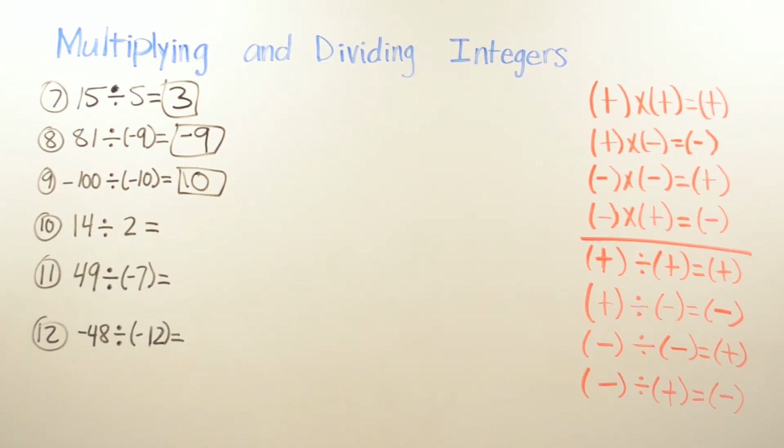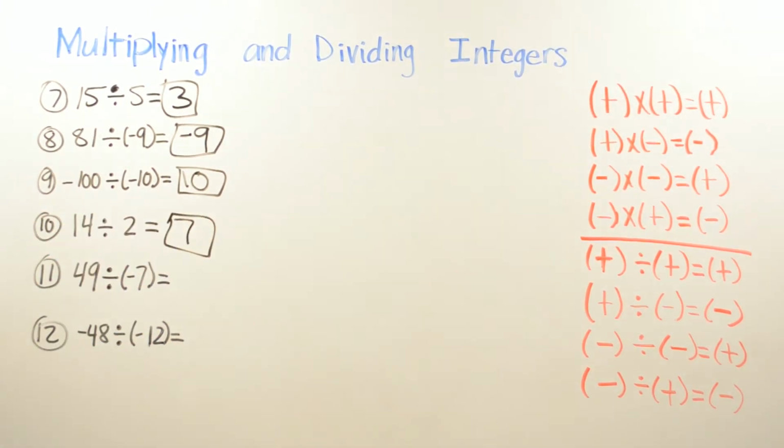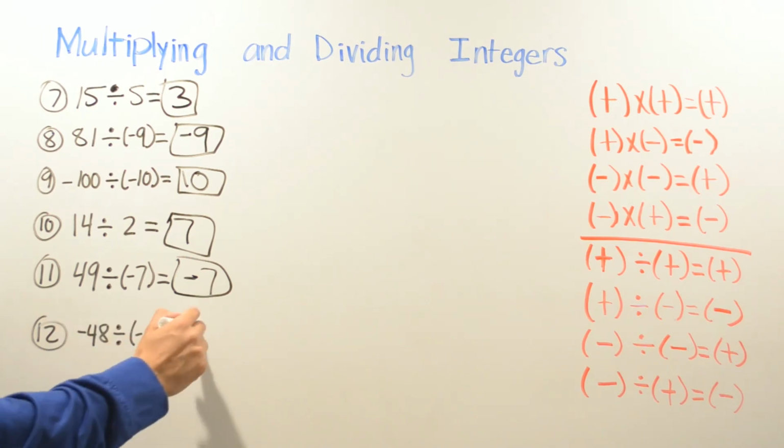For number 10, we have 2 positives, so our answer is going to be positive. 14 divided by 2 and our answer is going to be 7. For number 11, we have a positive 49 divided by a negative 7. So we know on the right hand side that our answer should be a negative. And 7 goes into 49 7 times, or 49 divided by 7 is negative 7. Then the last example on this one is negative 48 divided by negative 12. A negative divided by a negative is going to be a positive, and 12 goes into 48 4 times.